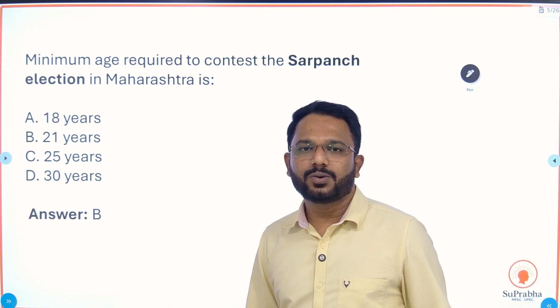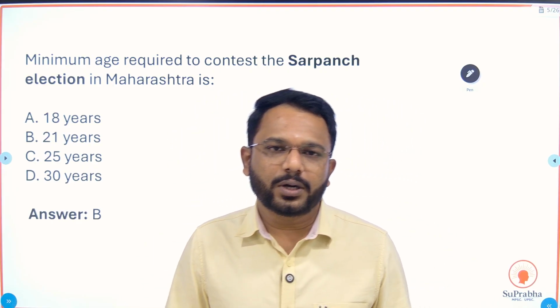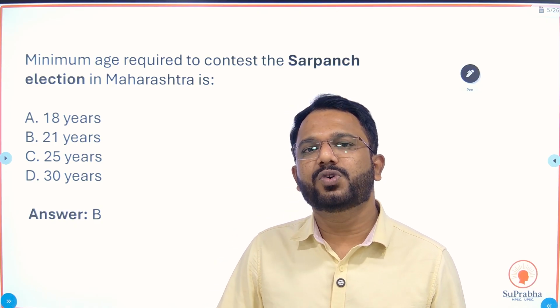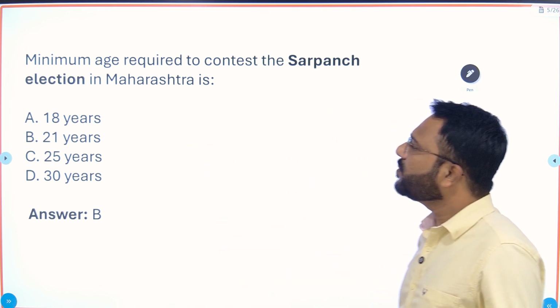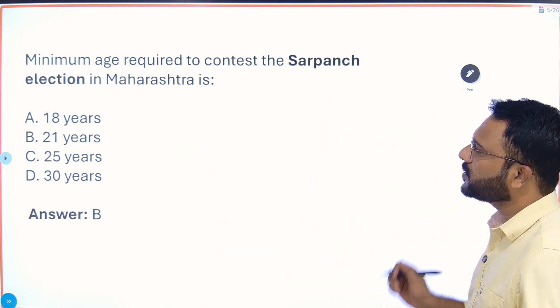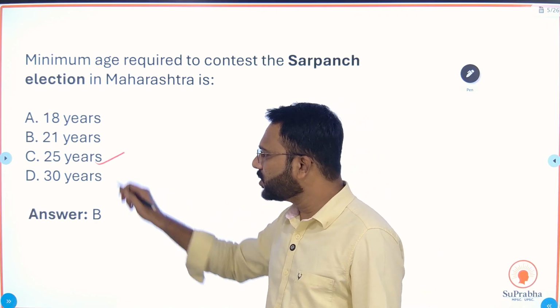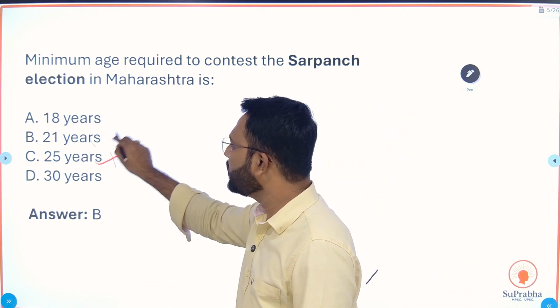So here is the PYQ. You can have a look at it and understand what the commission needs from you and in which form you have to study this topic. The question says: minimum age required to contest the Sarpanch elections in Maharashtra is, and the answer, as we have gone through, is 21 years.